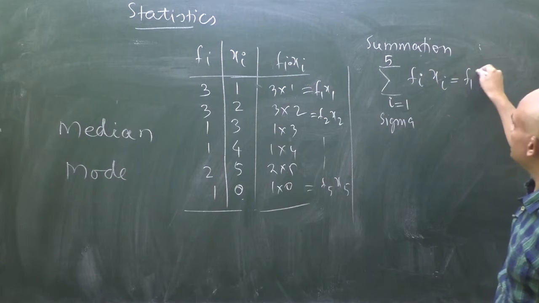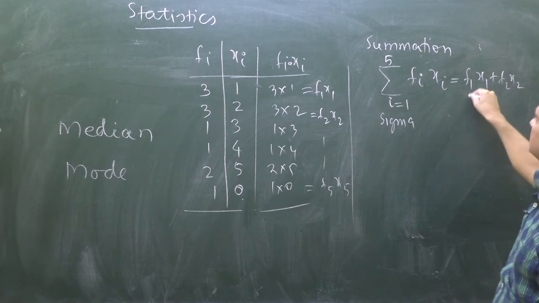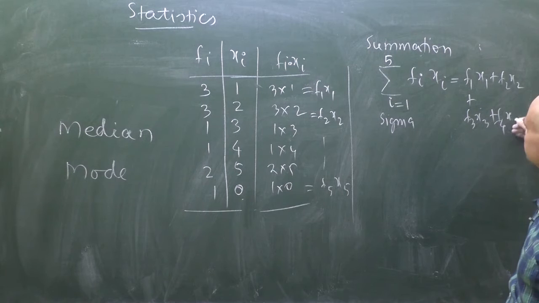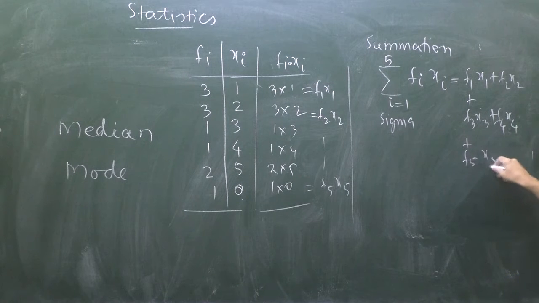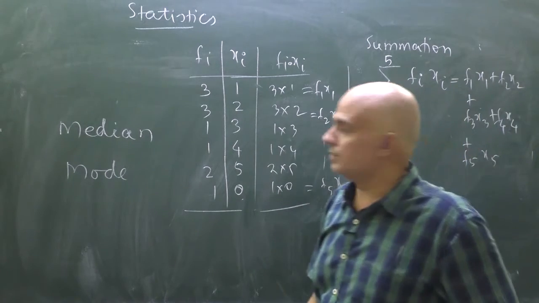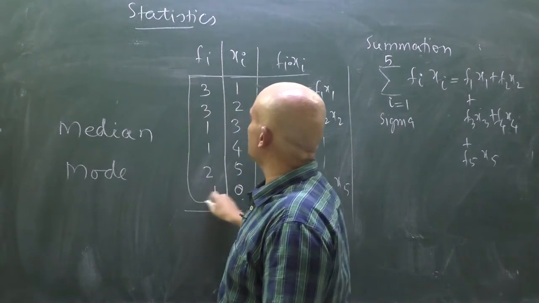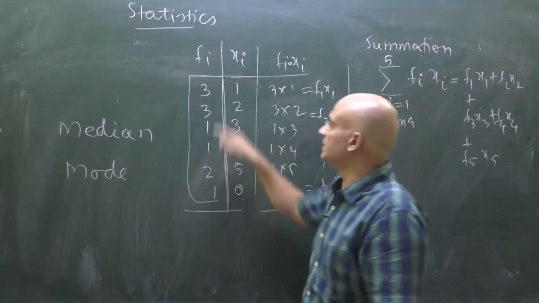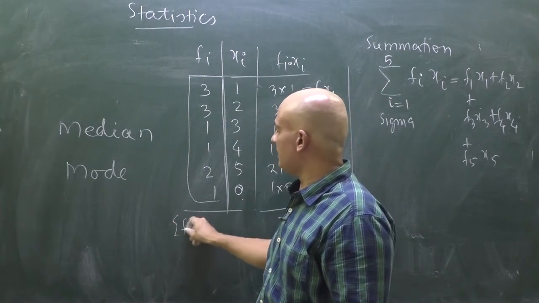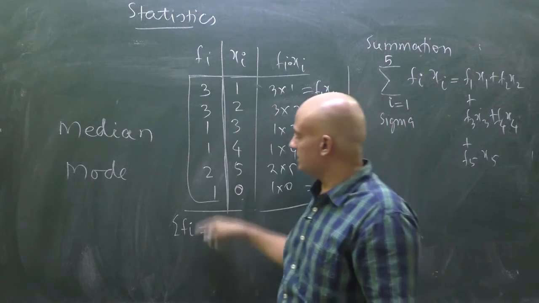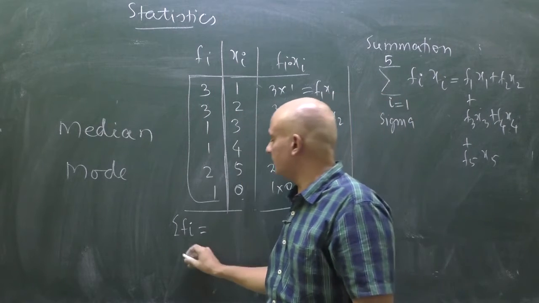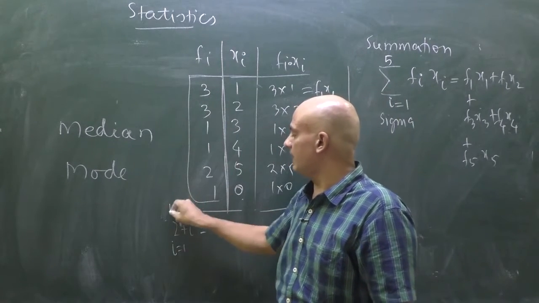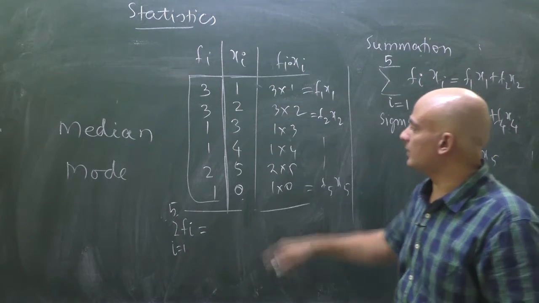And what is this? F1 X1, F2 X2. I am writing here so that it will be very clear to you. F3 X3, F4 X4 and plus F5 X5. And this should be divided by what? To find average, this should be divided by the total number of observations. So, how many observations were there in the list? They were these many. So, you can add all these, sigma Fi. Adding all these observations is the summation of Fi only. i is equal to 1 to n. In this case we have only 5 values, therefore i is equal to 1 to 5 only. And what is their sum?